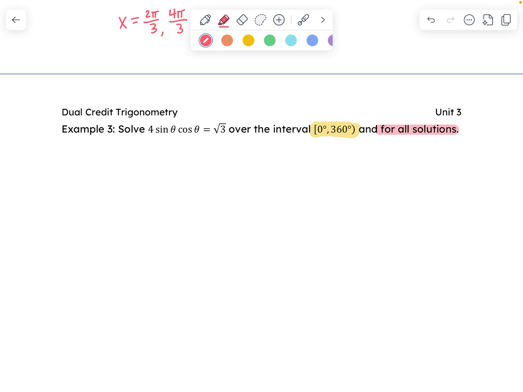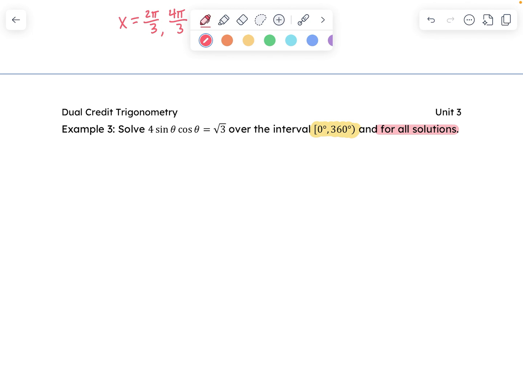Now I have a sine and a cosine here. So this is where it's going to be a little bit trickier to solve it. I need to try and get it down to one trig function if I can, because it's not like I can factor something out here. I can't set it equal to 0 and factor. So if I'm looking at this, I need to try and find an identity that I can use.